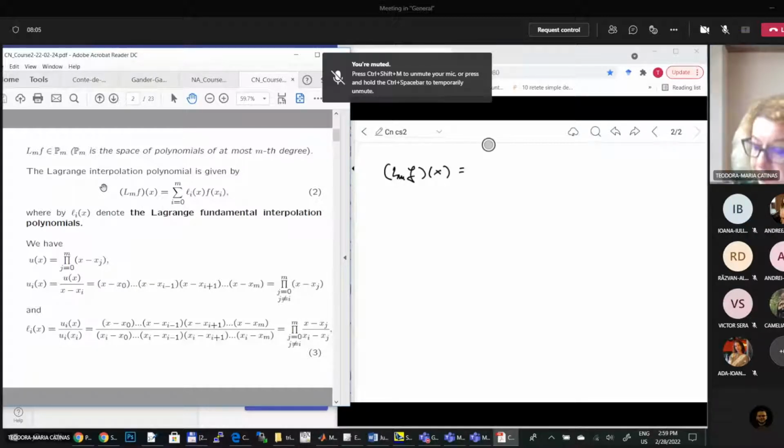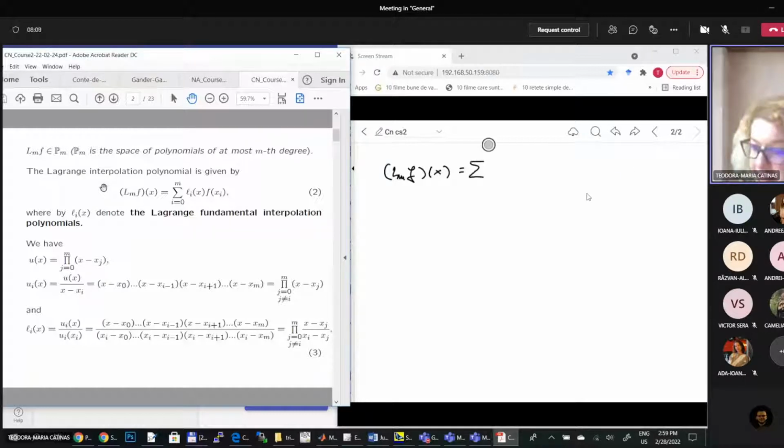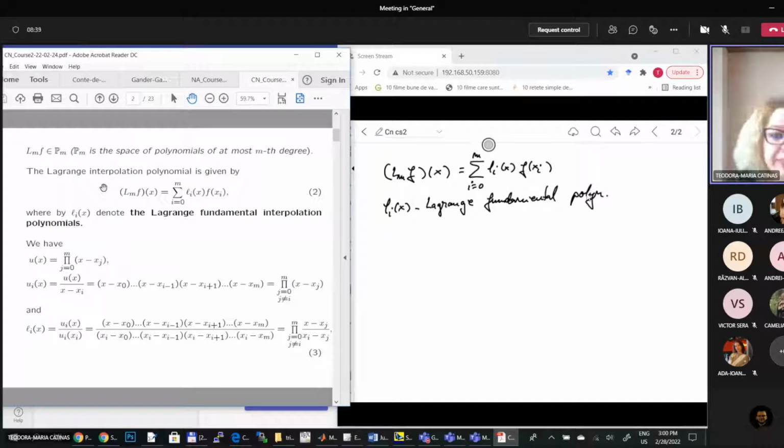Sum, i from 0 to m, Li of x times f of xi. f of xi are given, and Li of x denotes some polynomials of degree m called Lagrange fundamental polynomials. And we will see how we get this. So, L_m f of x is the sum of Li times f of xi. In order to find Li, the fundamental polynomials, we introduce the following notations.